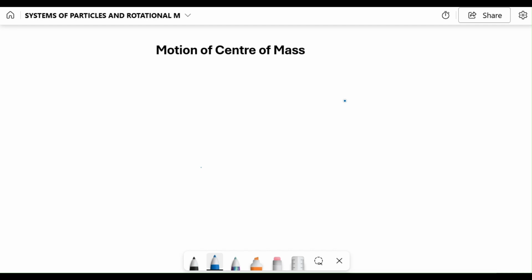Okay, up to here we are familiar with center of mass, and we also know how to obtain center of mass for various systems. So now we are going to discuss motion of center of mass, and as we proceed, you will come to know why it is important.